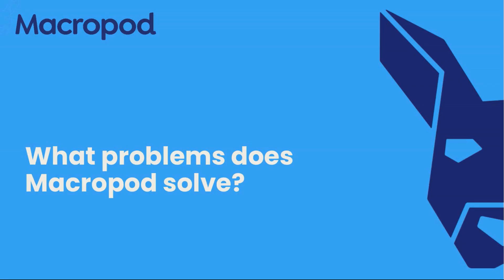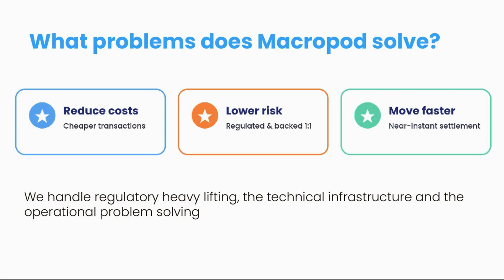What problems can Macropod solve? Here's the thing, stablecoins are powerful tools. Deployed correctly, they reduce costs, lower risks, and speed up transactions. We need to have deep knowledge of financial services to understand how to build them into the infrastructure of traditional business systems. Macropod solves that. We handle the regulatory lifting, the technical infrastructure, and the operational problem solving, so that businesses, developers, and institutions can access the benefits of on-chain Australian dollars without the headaches.